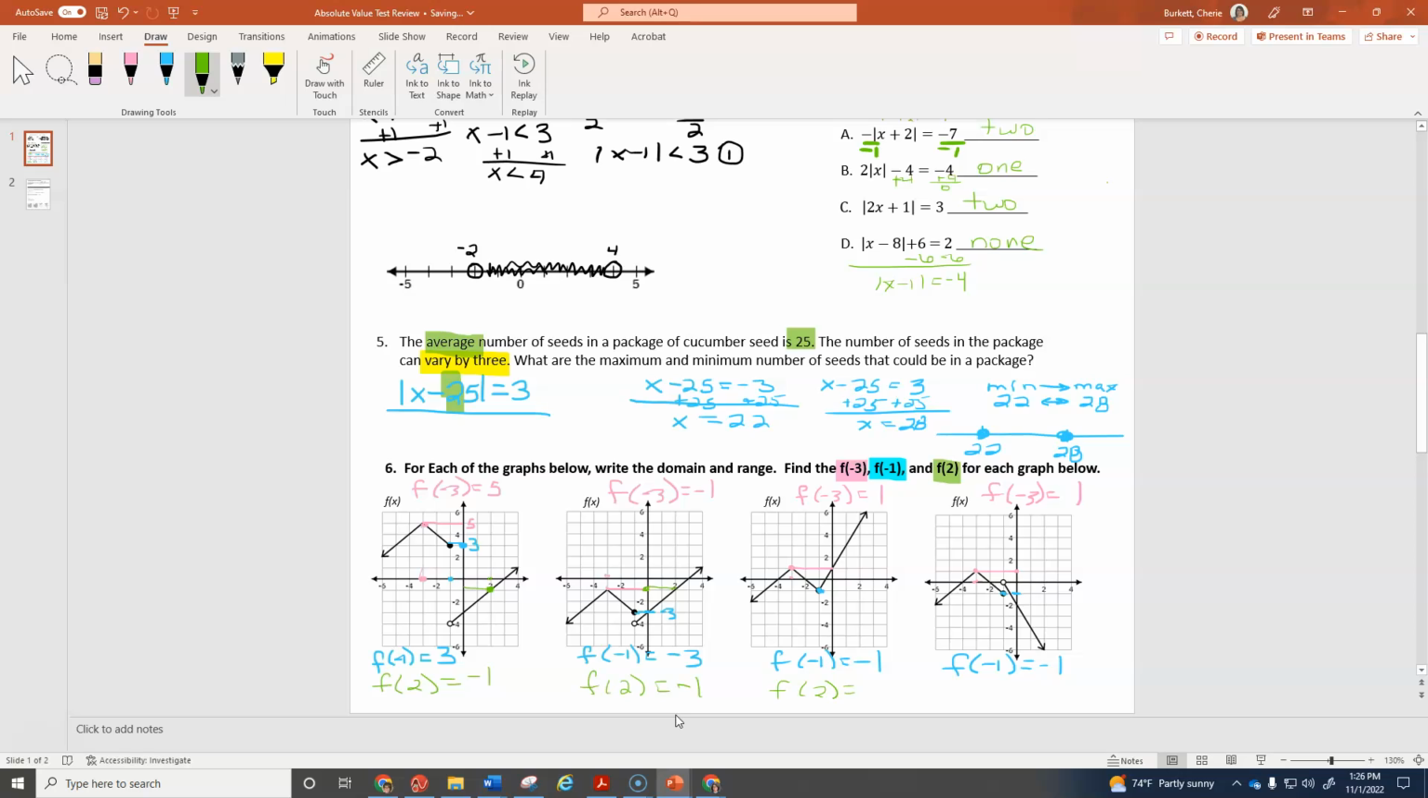F of 2, here I am at 2 on the x-axis. I'm going to go up to my dot that's on my line on my graph, and I'm paying attention to the y value. That y value looks like it's 5. And then f of 2. Here's 2 on the x-axis. Where's my graph? There's my graph right there. And it looks like it's at negative 6.